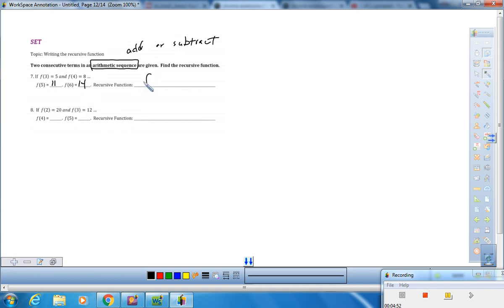So the recursive formula, we tell it where to start. So start at 5, and then for any other number, take the number that came before it and add 3 to it. Okay, hopefully you're just getting more comfortable with that recursive notation of it.